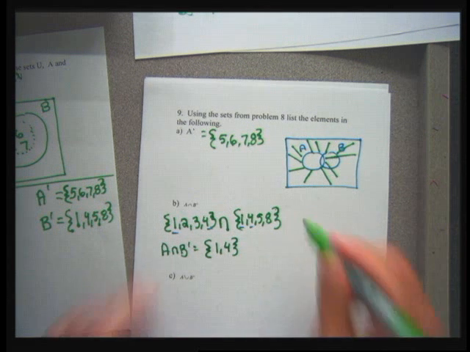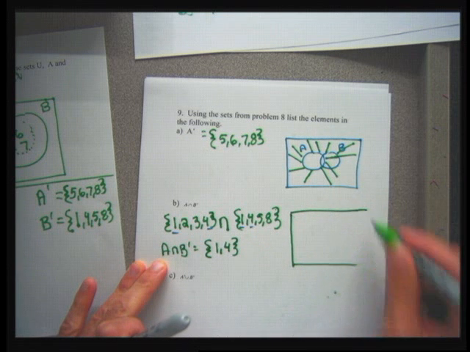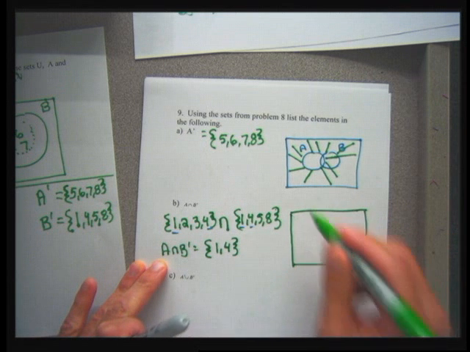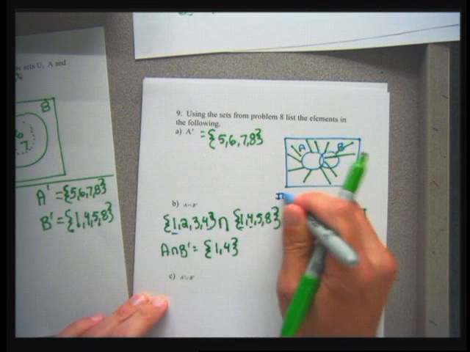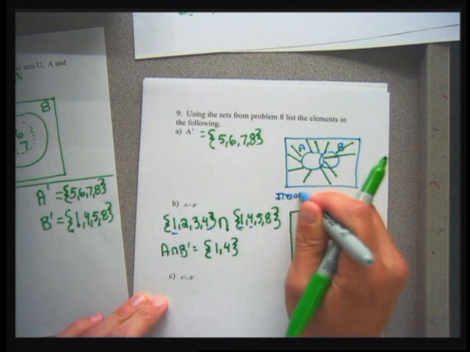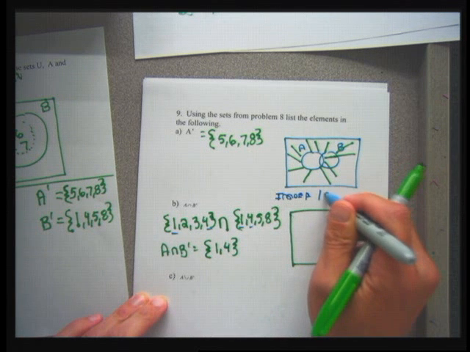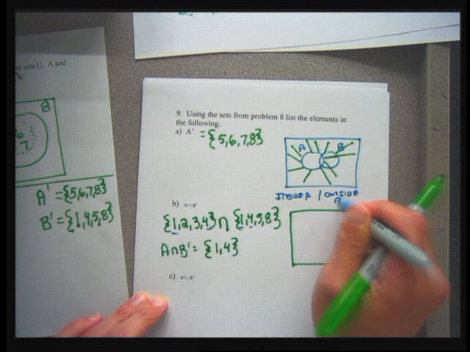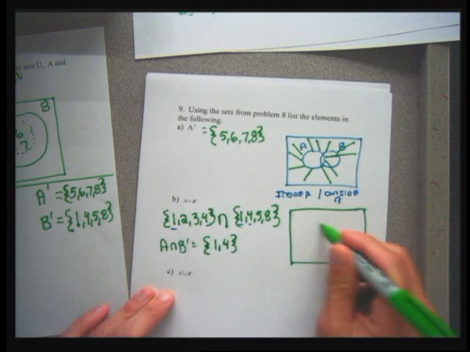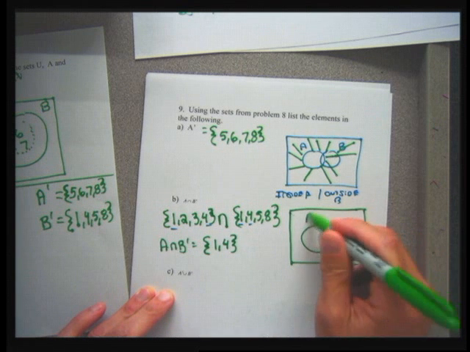If you're into the picture solving, A intersection B prime means inside the A circle and outside the B circle. The A part means inside the A circle. The B prime means outside the B circle. So the region of the graph that I'm trying to locate is inside the A and outside the B.